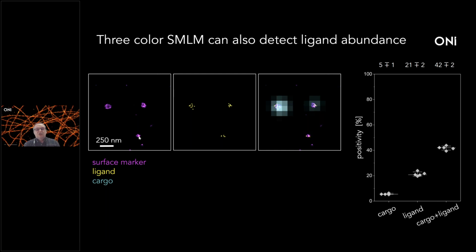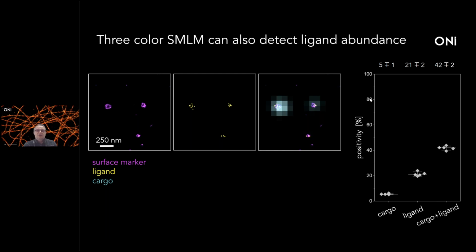The big advantage of using ONI's Cody platform is that we are performing 3-color colocalization, or we call it positivity. So you get information on what percentage of the population in my sample has only a surface marker, which one has just a ligand, or which has a cargo, but you also get all the other combinations.